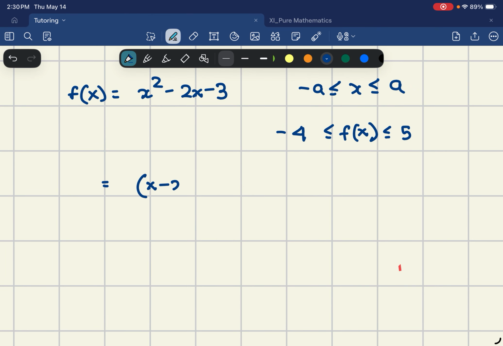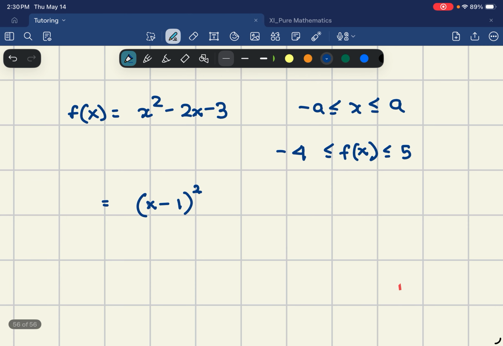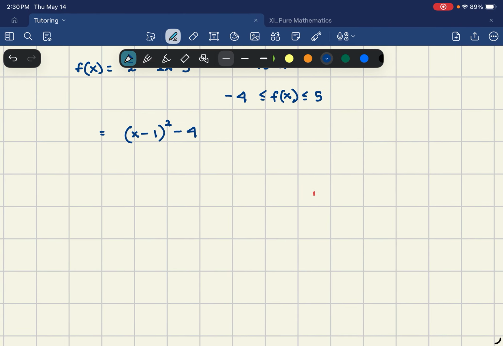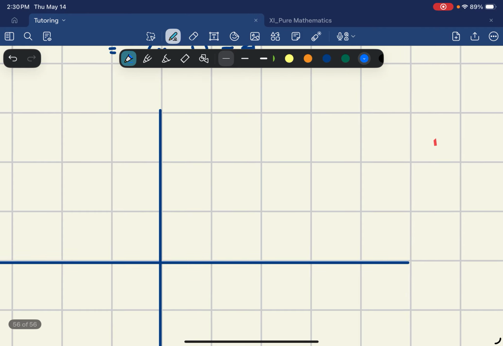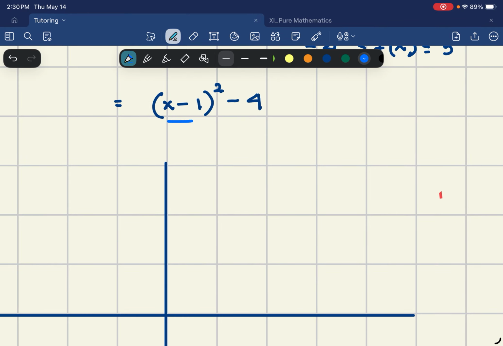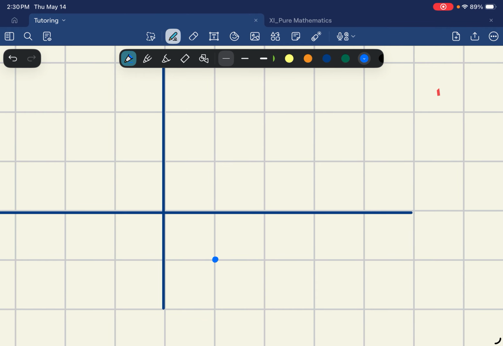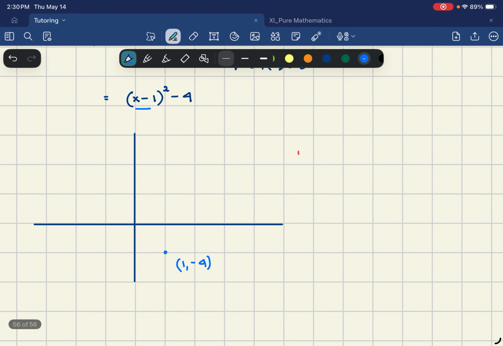If I complete the square, I get (x minus 1) squared, right? That gives me x squared minus 2x plus 1, and then I need to subtract 4. So now I can draw the graph, or at least visualize it. My vertex is going to be at (1, negative 4), so I shift 1 unit to the right and 4 units down. And it's going to be concave up. So my graph's going to look something like this.